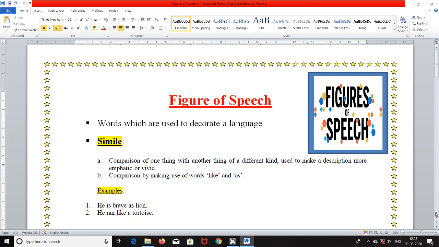Another one is he ran like a tortoise. So he's slow. So we're comparing his pace with that of a tortoise. So we're saying he ran like a tortoise.